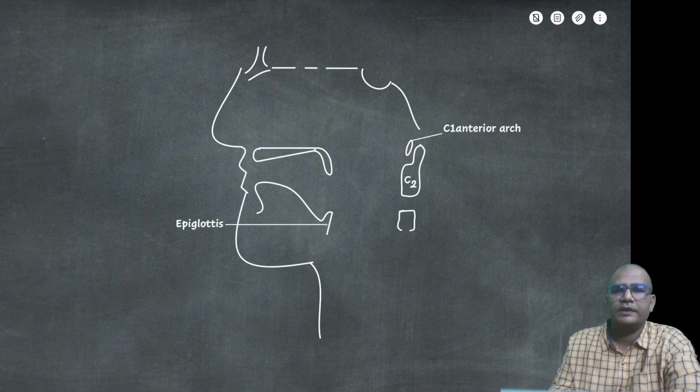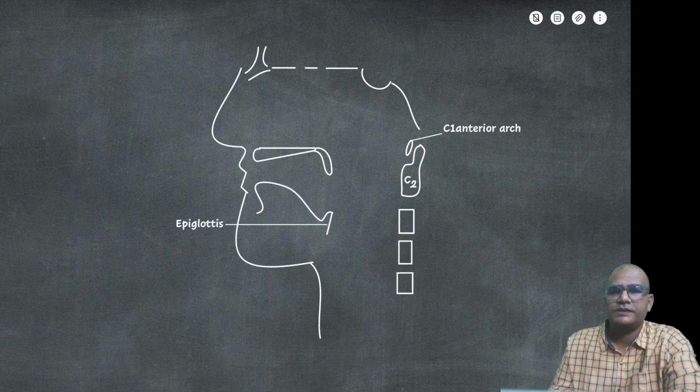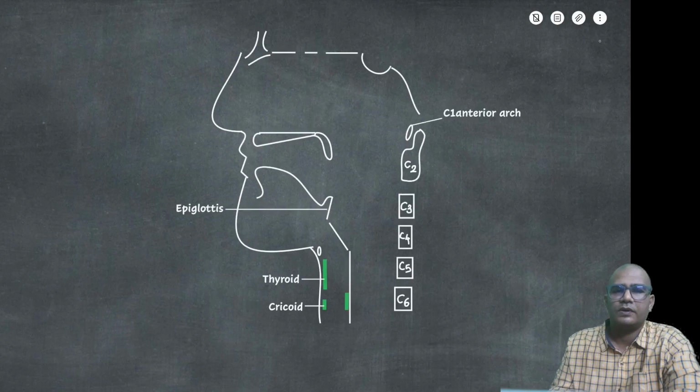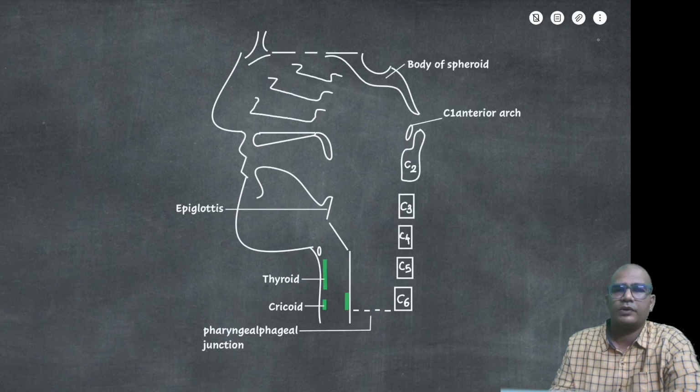Complete the remaining vertebrae, that is C3, C4, C5 and C6. You have to draw up to C6 because the pharynx ends at the level of C6. Show the laryngeal inlet, draw the larynx, draw the cartilages, thyroid and cricoid cartilages. Show the pharyngoesophageal junction. Now complete the sphenoid, body of the sphenoid.